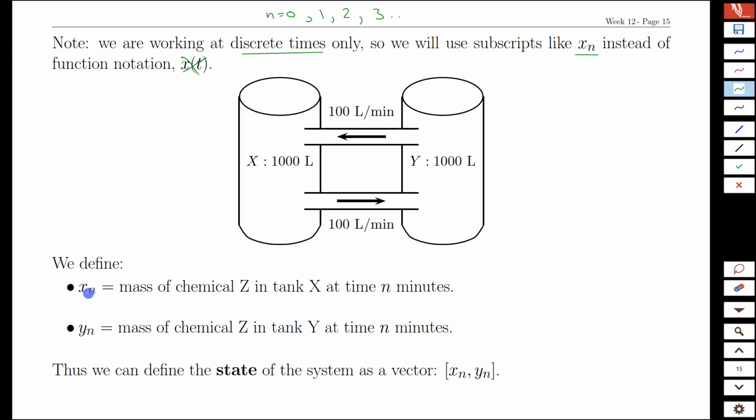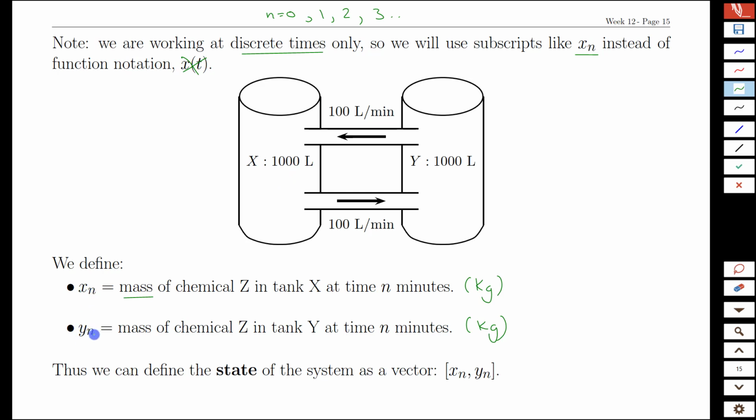Now we need to get a little more particular about what that meant. Well, x sub n is going to be the mass of chemical Z in the tank X. So x_n is how much of this chemical is in here, and it turns out it's easier to track all of this if we record amounts of the chemical rather than concentrations. Obviously they're related, but trust me, it's easier to model actual physical substances moving around when it comes to the modeling side.